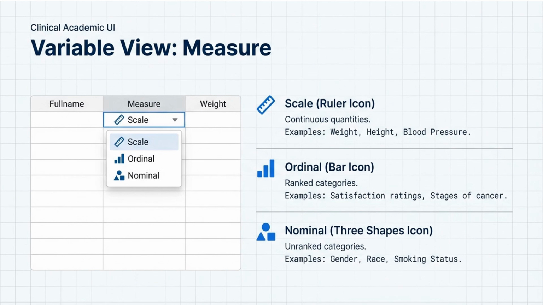Variable view, measure. Here we have the three most popular measures: scale, ordinal and nominal. Scale: continuous quantitative, for example weight, height, blood pressure. Ordinal: for ranked categories, satisfaction rating, stages of cancer. Nominal: unranked categories like gender, male, female, race, white, black, smoking status, yes, no.